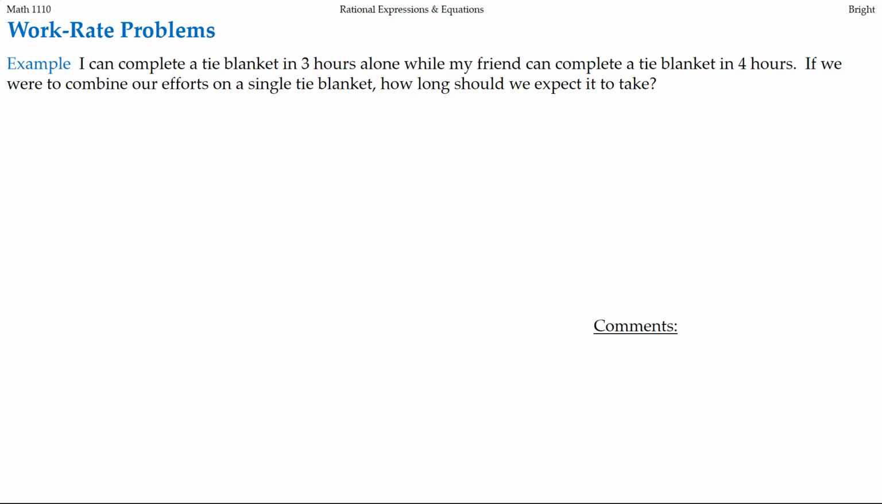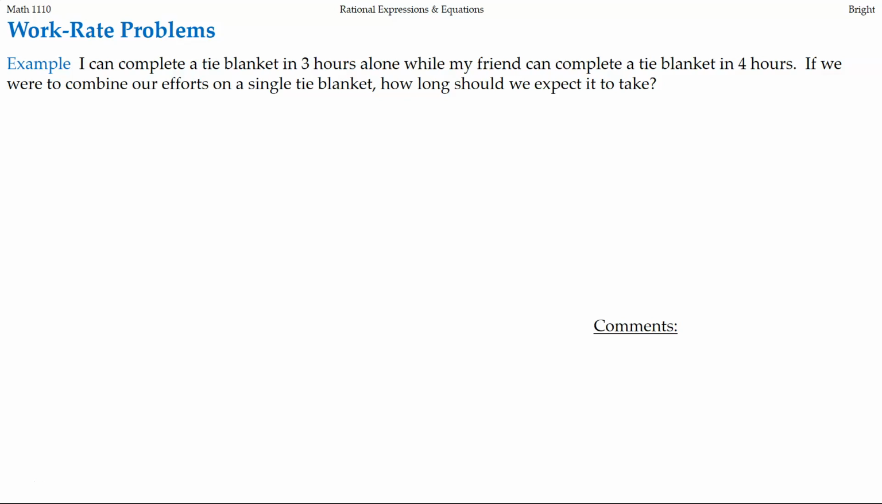It says, I can complete a tie blanket in 3 hours alone, while my friend, who's a perfectionist, takes a little bit more time and completes it in 4 hours. And so theoretically, if we were to combine our efforts on a single tie blanket, how long should we expect it to take?